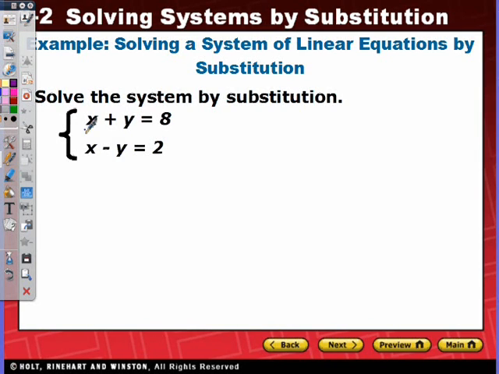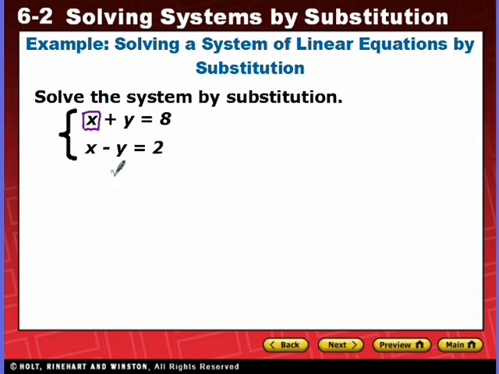So we're going to take this equation and solve it for x. That means I need to subtract y from both sides. So now I have my equation solved for x: x equals 8 minus y. I could rearrange it, I don't really have to, though. And then I take that and I put it in place of the x in my second equation. That's why it's called substitution, because I'm going to substitute one expression for another.